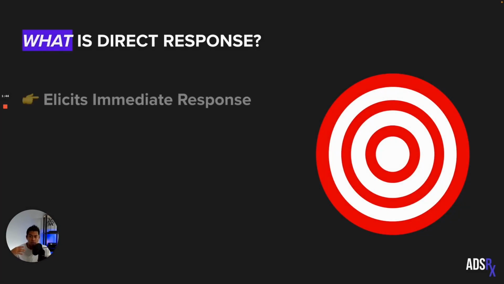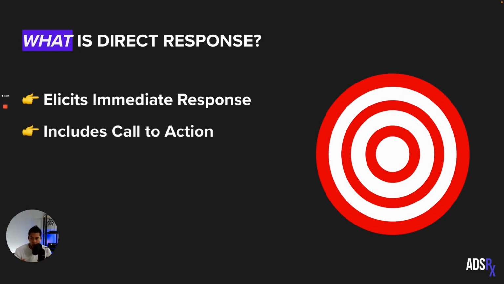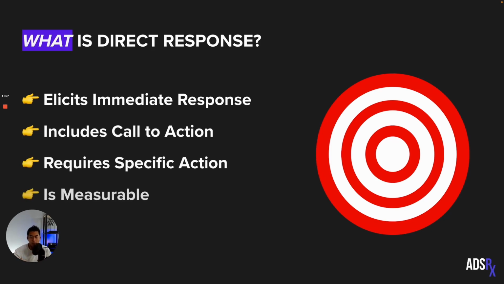And so I've kind of broken this down in my own words, what I think direct response marketing is: it elicits an immediate response, includes a call to action, requires specific action. We talked about that. Number 4 is it's measurable. I think this is the difference between direct response marketing and any type of brand marketing or indirect marketing, is that when you're a direct response marketer, you're trying to put in $1 and make $2 back from your creative or from your ads.